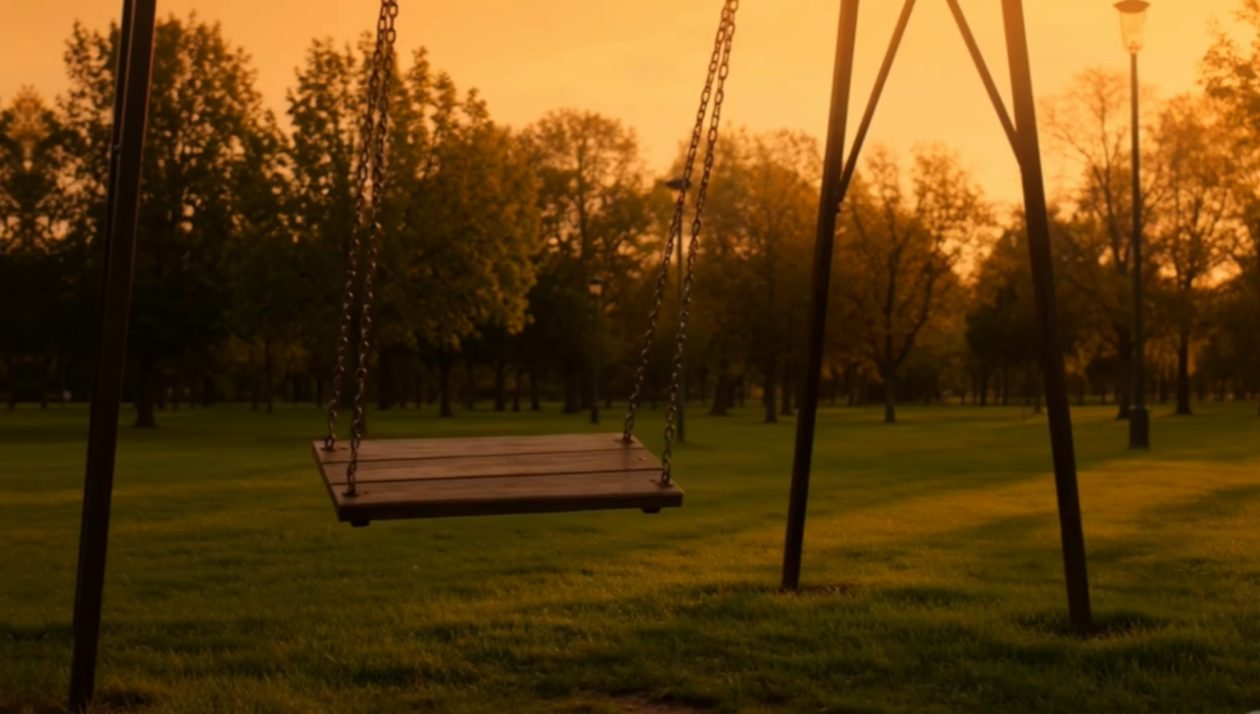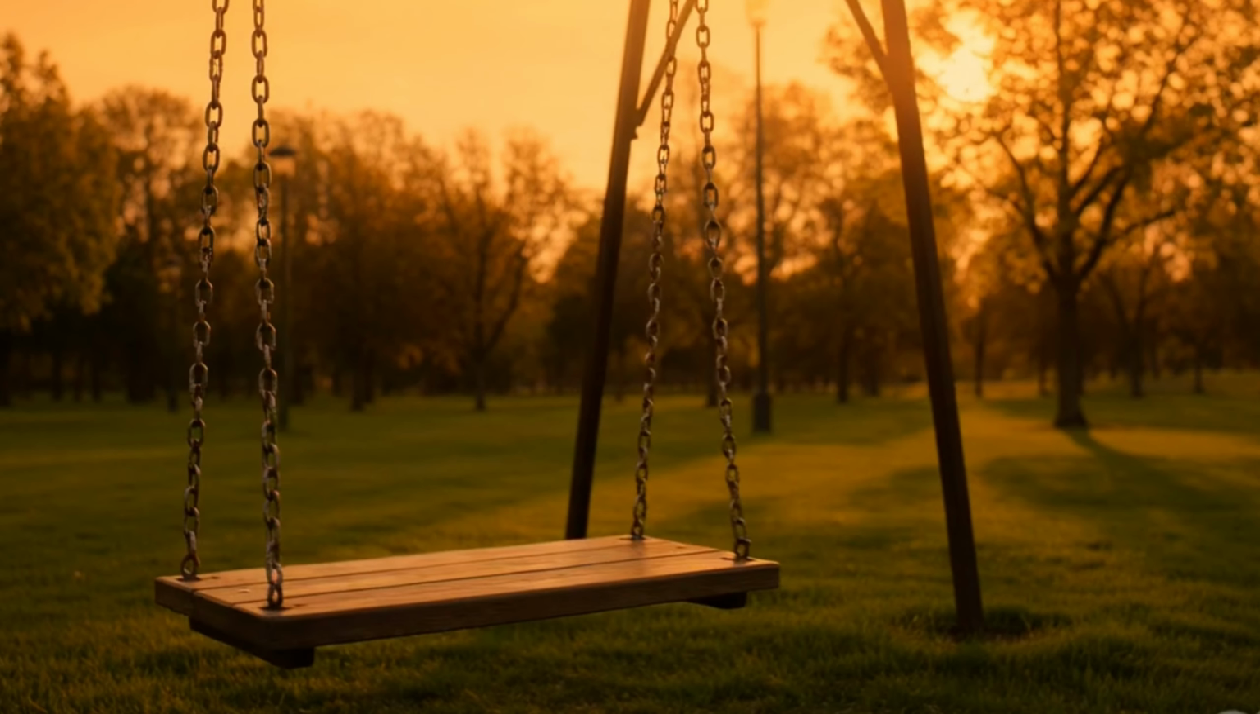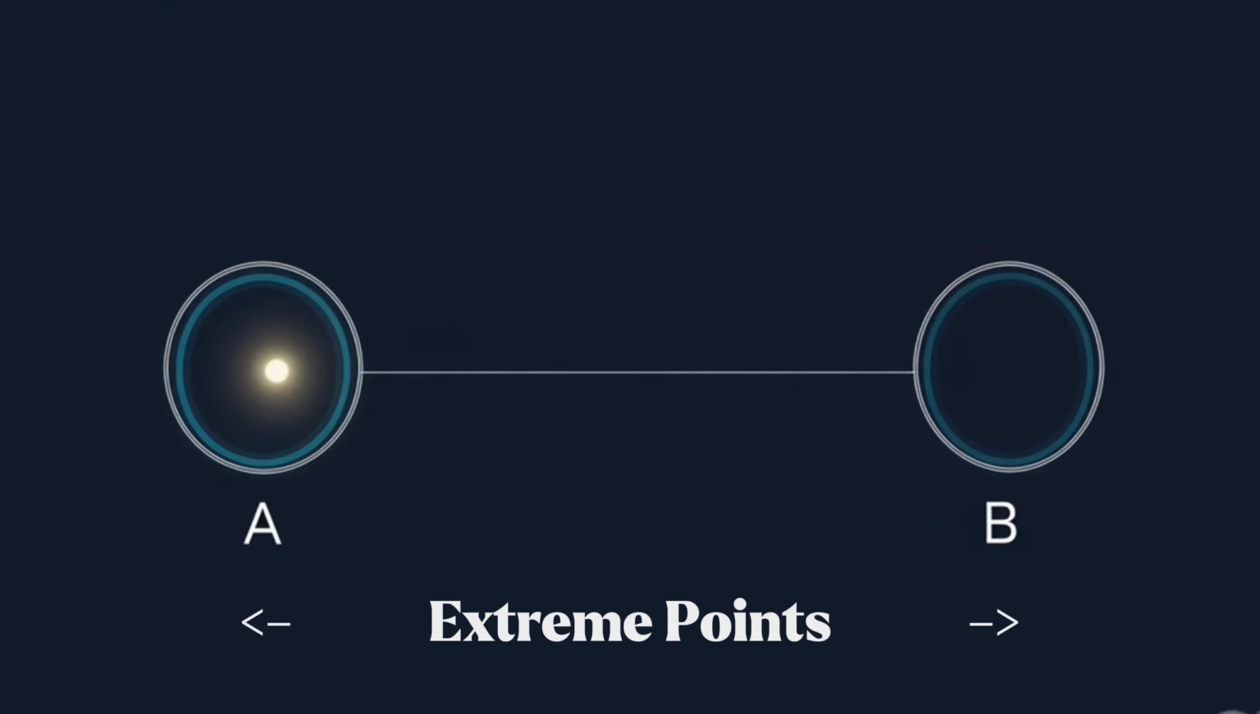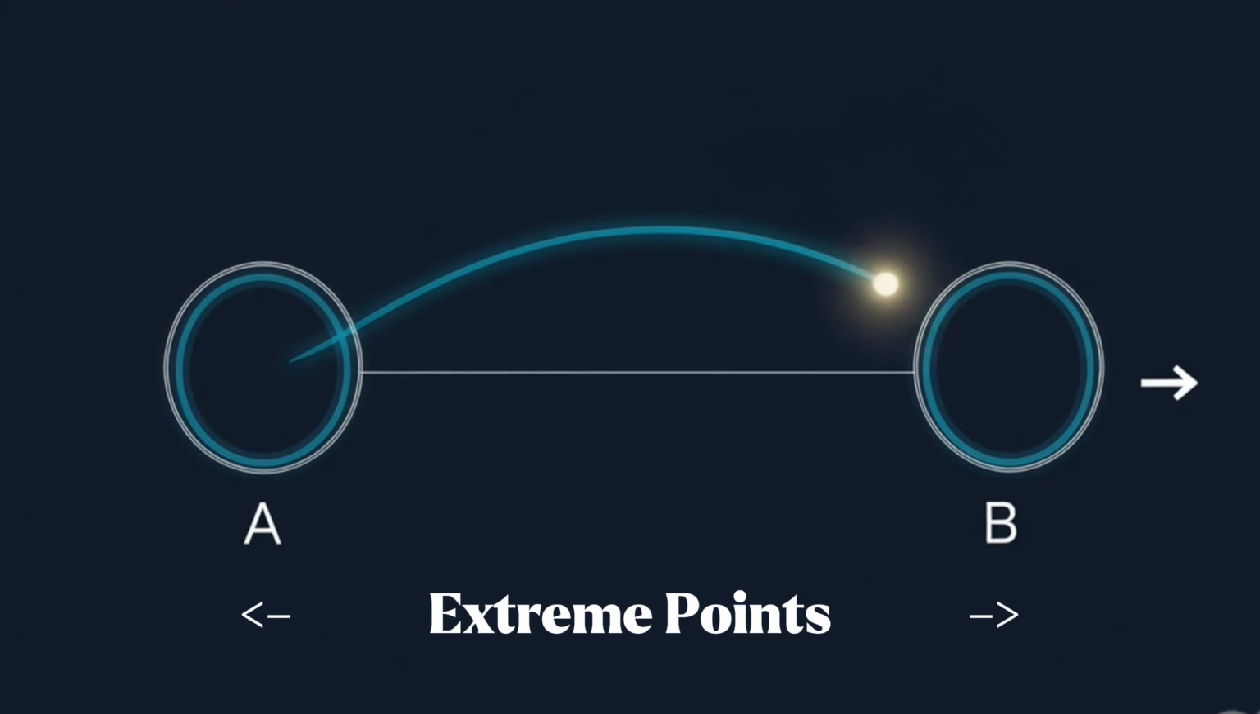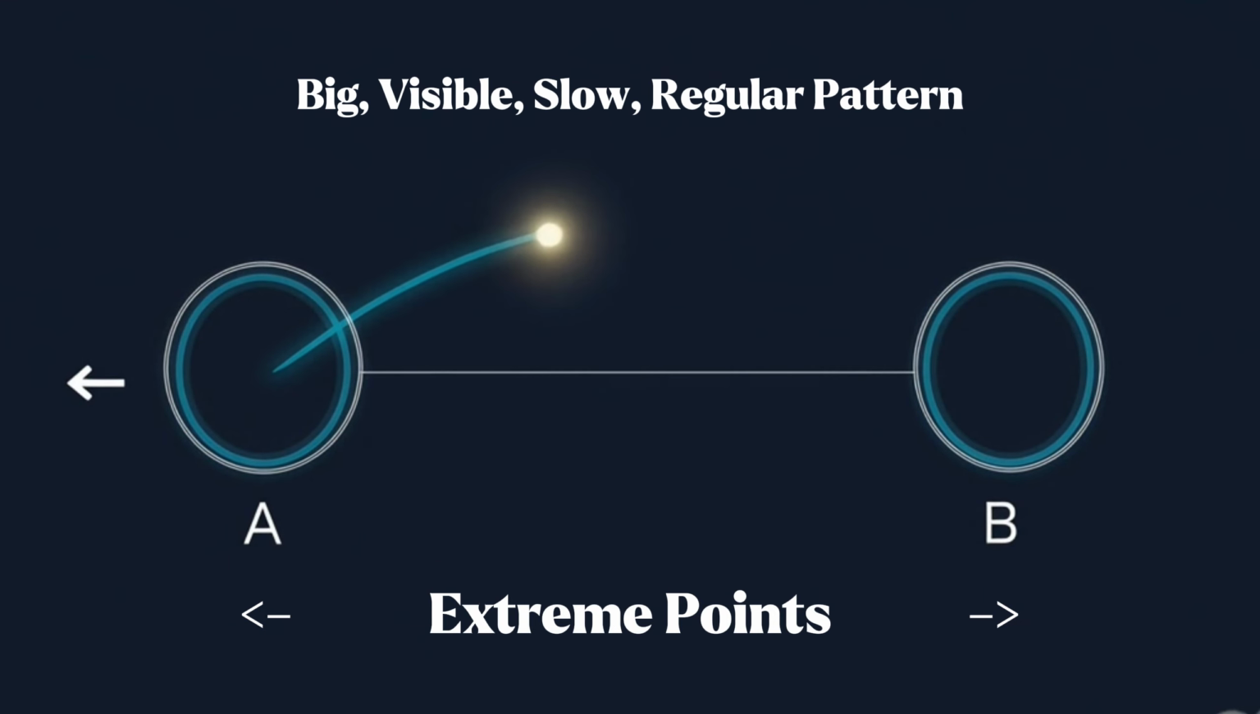Let's start with the swing. When you push it, it goes forward, then back, then forward again. It is moving between two extreme points, and you can actually see it move between those 2 points. That right there is an oscillation. An oscillating object moves back and forth in a big, visible, slow, and regular pattern.